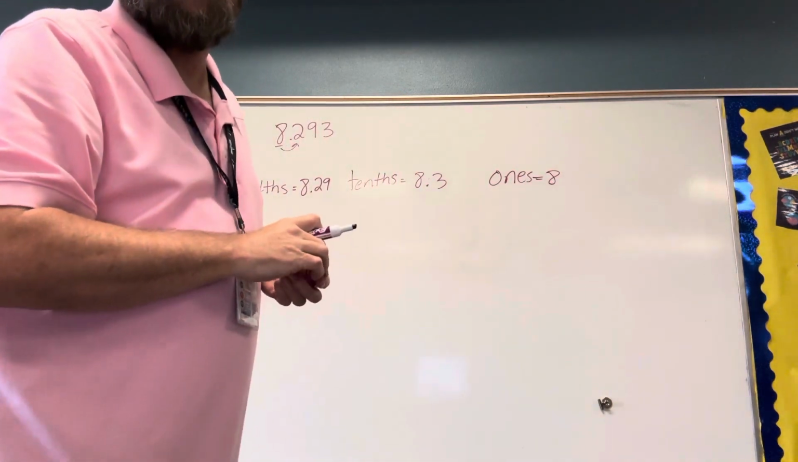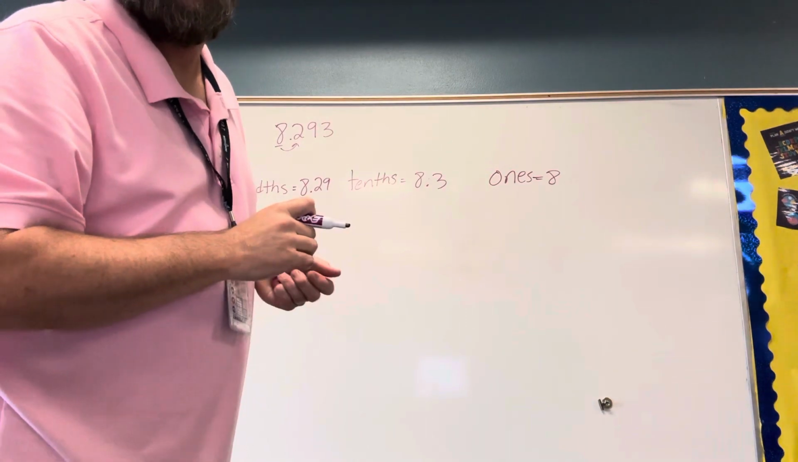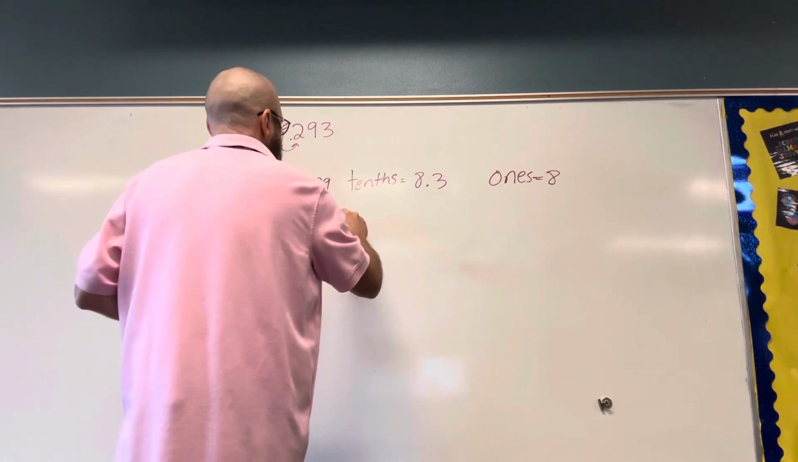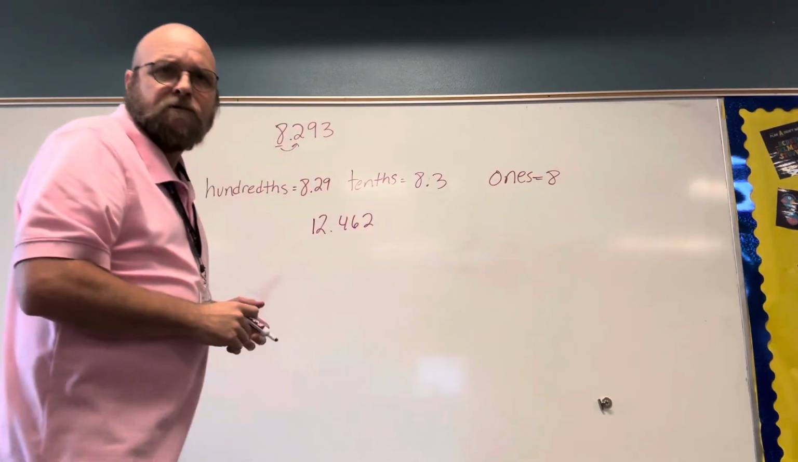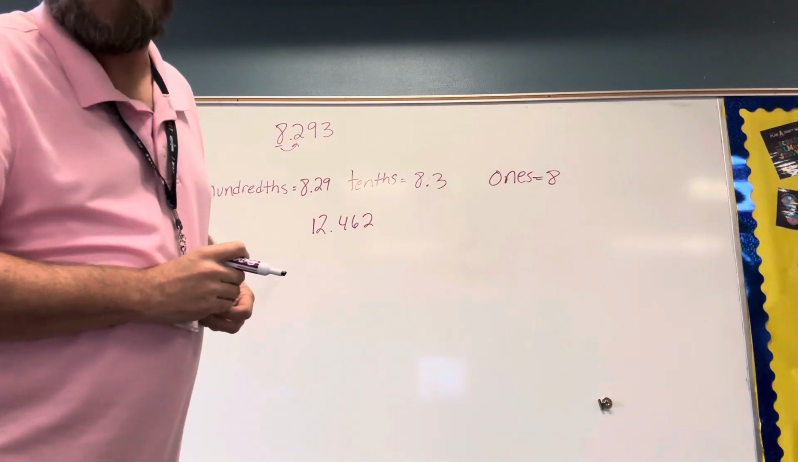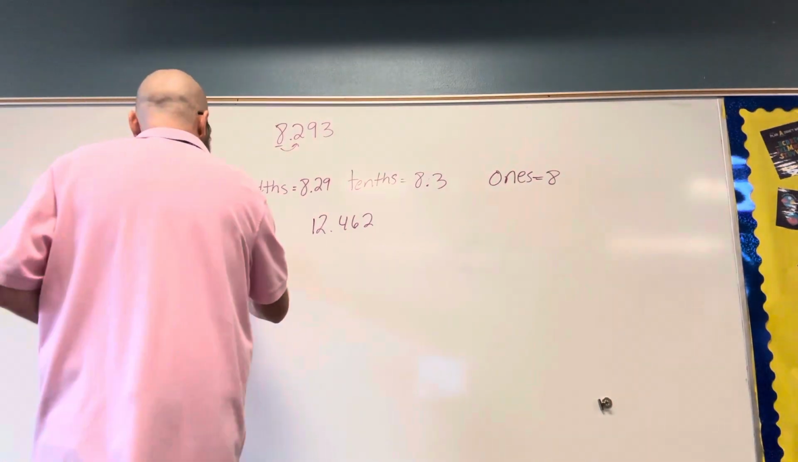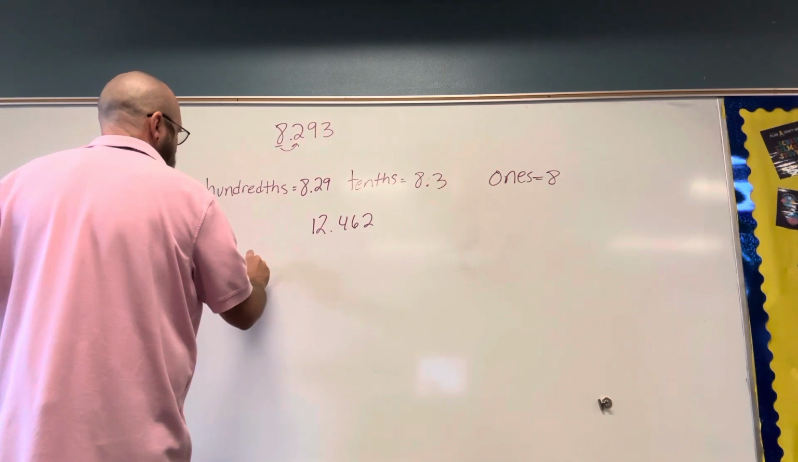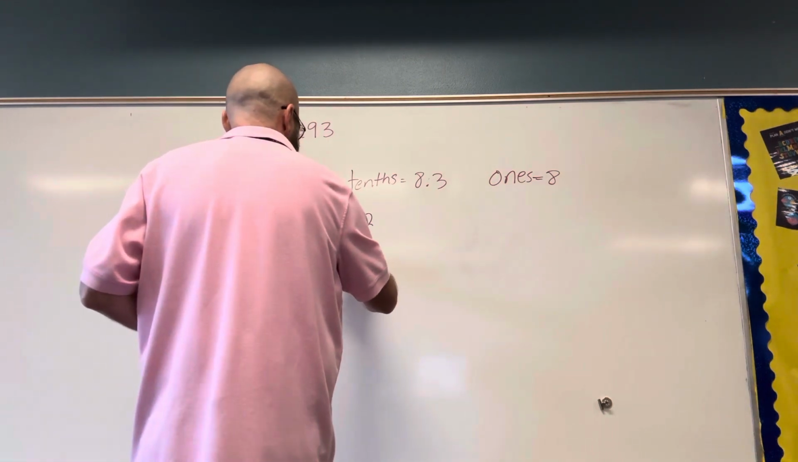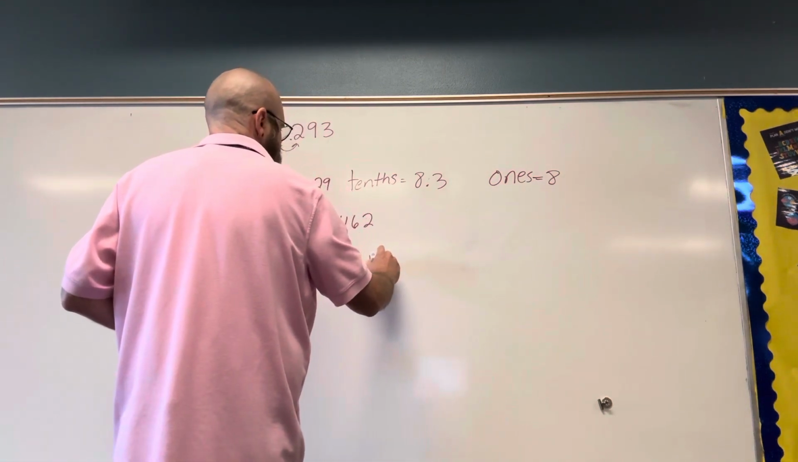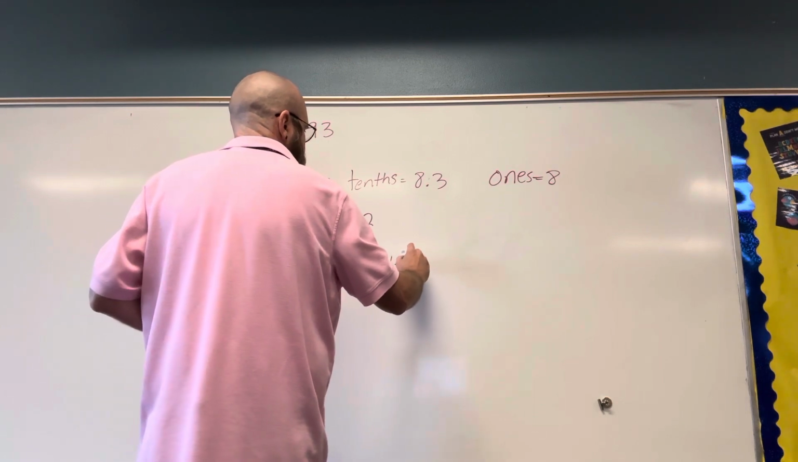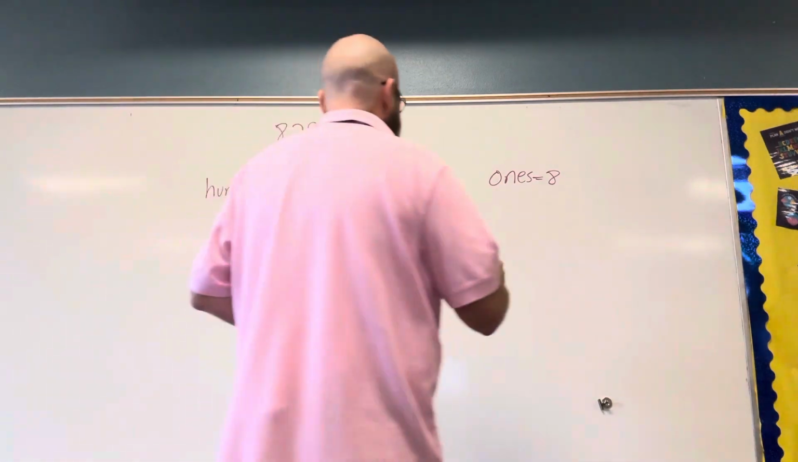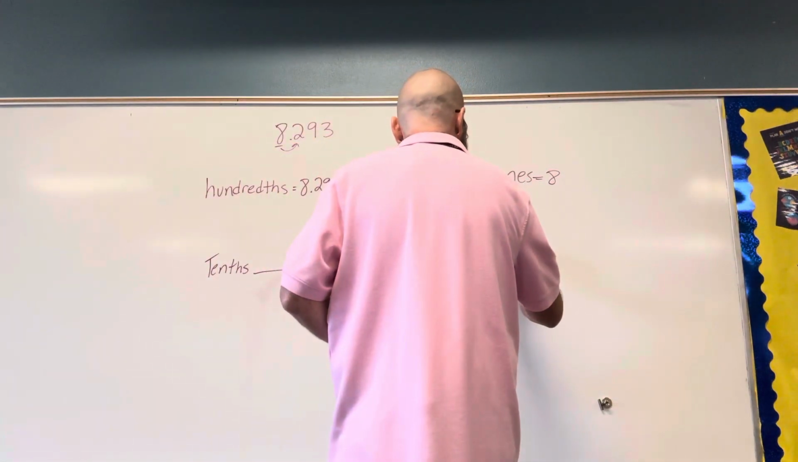Okay, the next one we have 12 and 462 thousandths. We are rounding to the tenths, the hundredths, and then to the ones place or whole number.